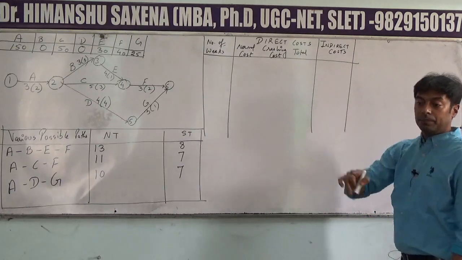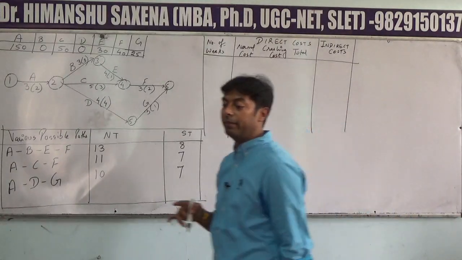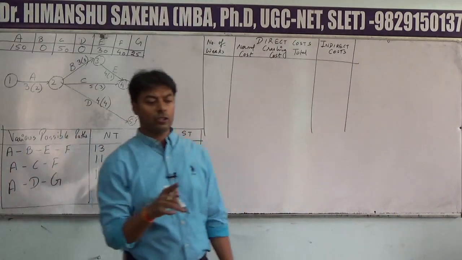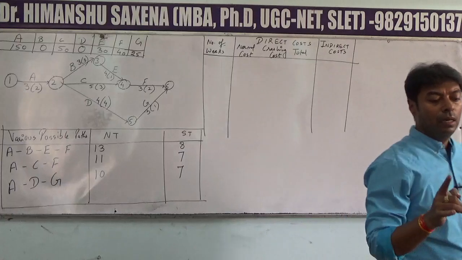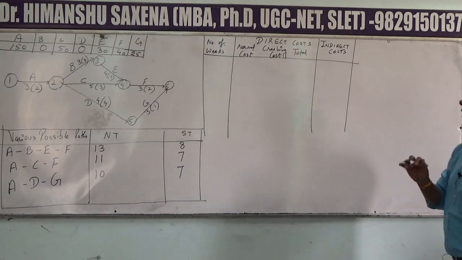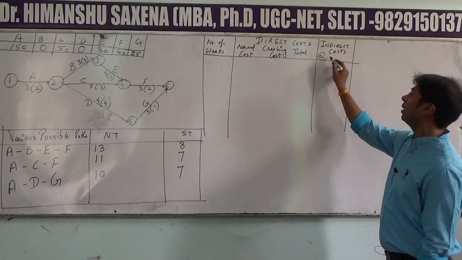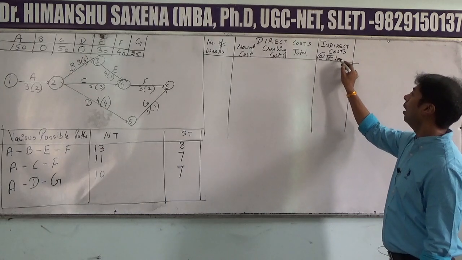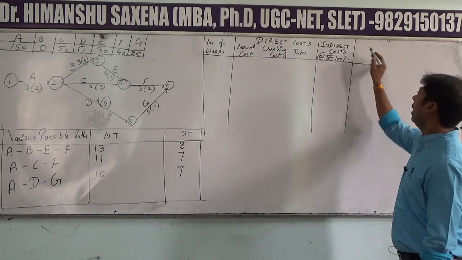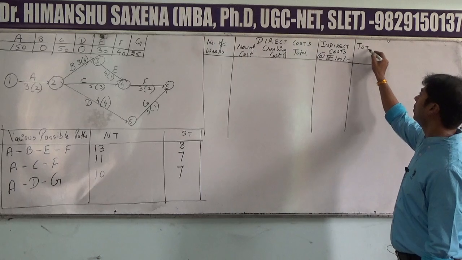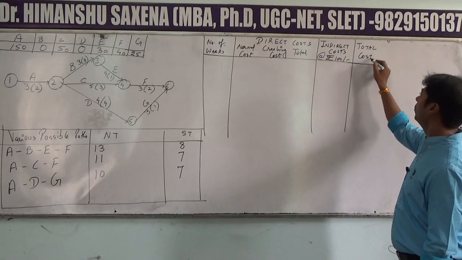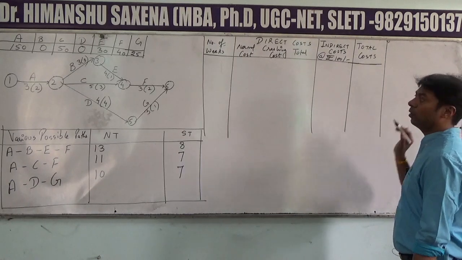So indirect cost, in the last line, it is clearly given. The indirect costs of this project are rupees 100 per week, right? So indirect costs will be at the rate of rupees 100 per week, and you will have to total them up to achieve the total costs.